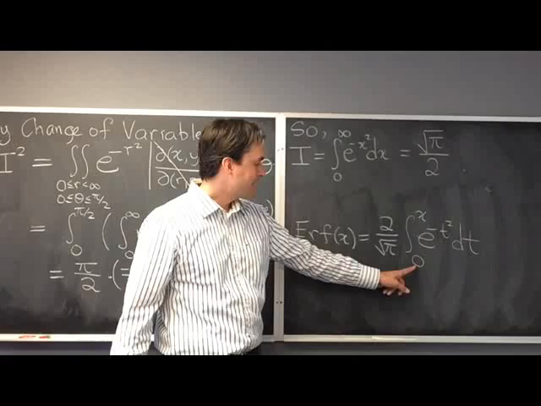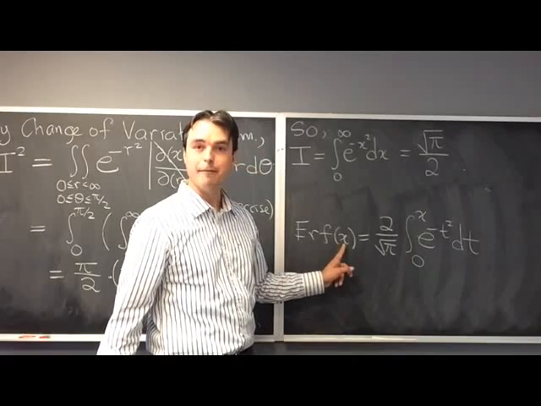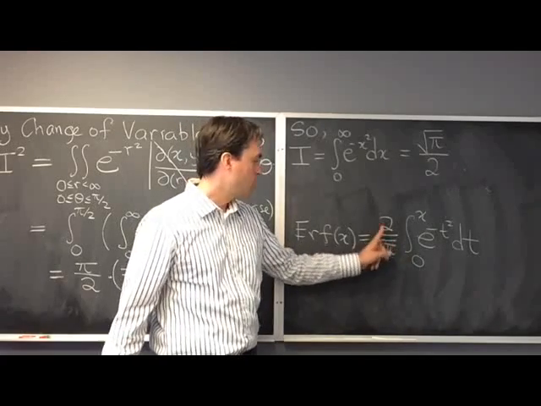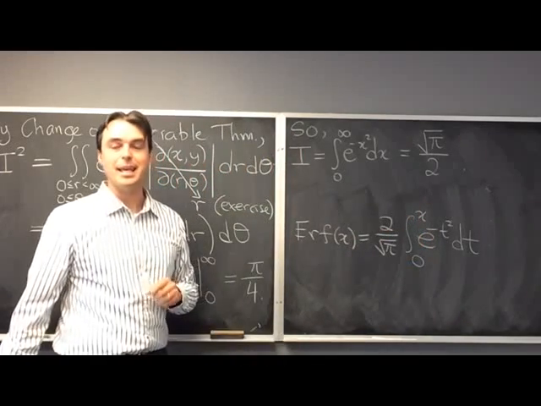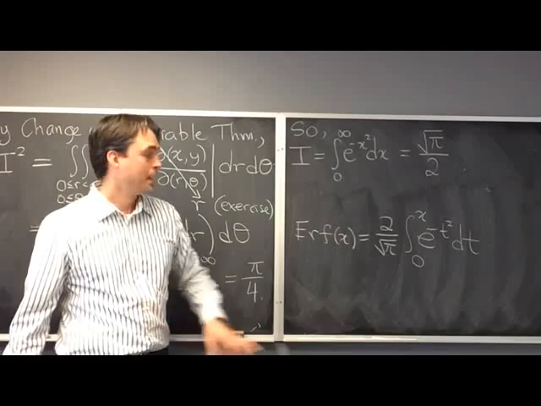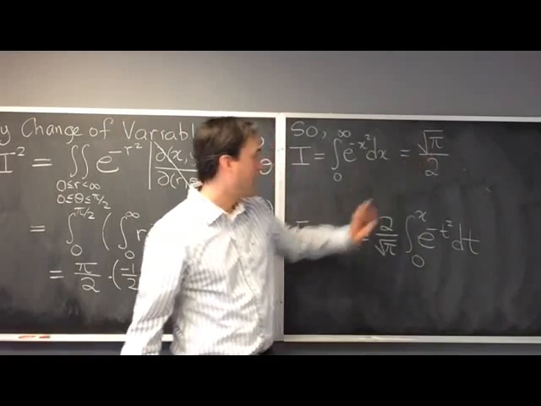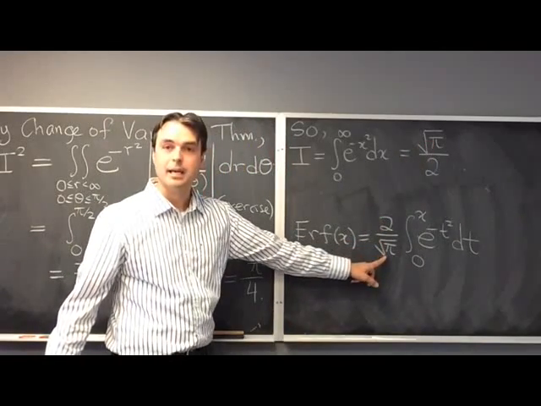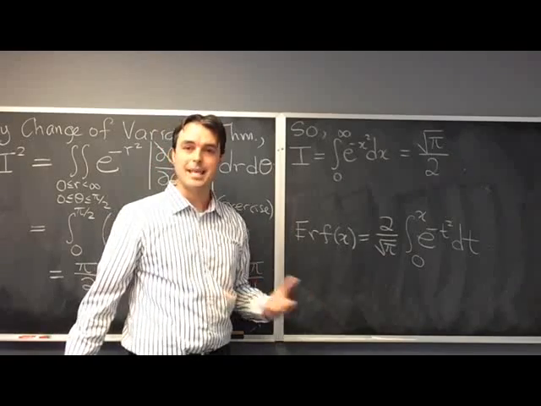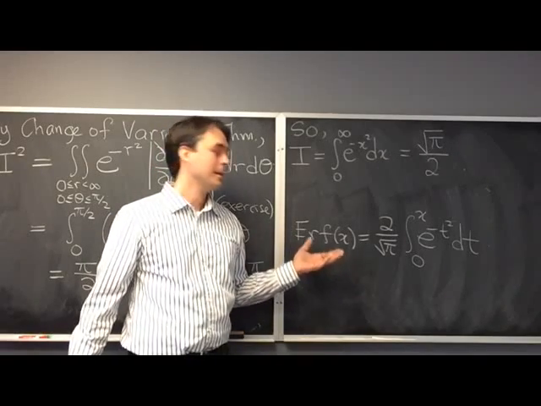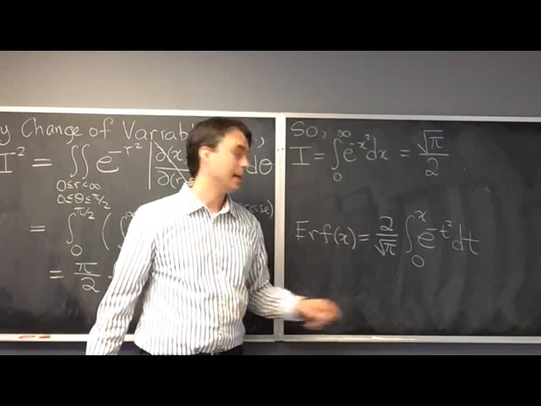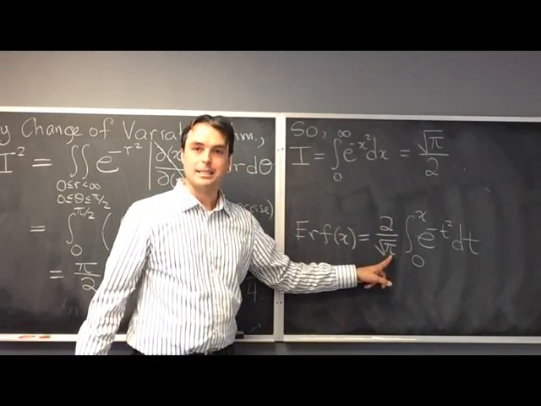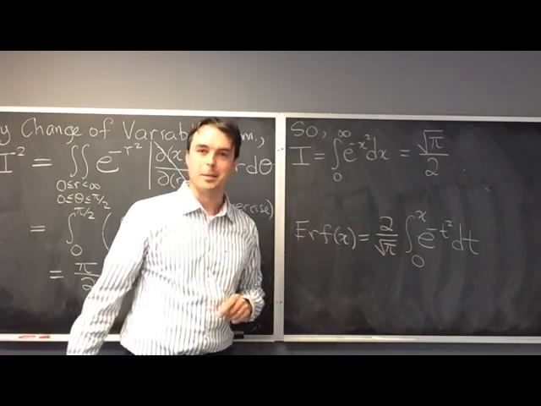But notice that if we allow x to approach infinity in this function, we get 2 over root pi times the integral from 0 to infinity of e to the minus t squared dt. Of course, t is just a dummy variable. That integral was root pi over 2, which gives this whole thing a value of 1. And so we say that that function has been normalized so that as x approaches infinity, the value approaches 1. So this thing here is just a normalization factor, and now you know where it comes from.